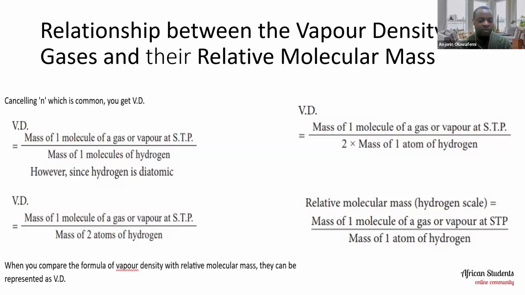So when you compare the formula of vapor density with relative molecular mass, VD, which is vapor density, is represented as the mass of one molecule of a gas or vapor at STP divided by 2 multiplied by the mass of one atom of hydrogen. So relative molecular mass on the hydrogen scale equals the mass of one molecule of a gas or vapor at STP by the mass of one atom of hydrogen.